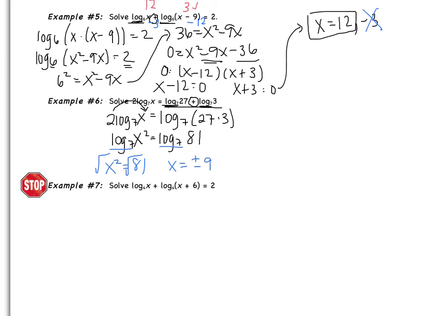Now looking back at my equation, I have log base 7 of x. So I have log base 7 of 9, that's good. Log base 7 of negative 9, not so good. We don't take logs of negative numbers. So your only answer is the positive 9. x equals positive 9.